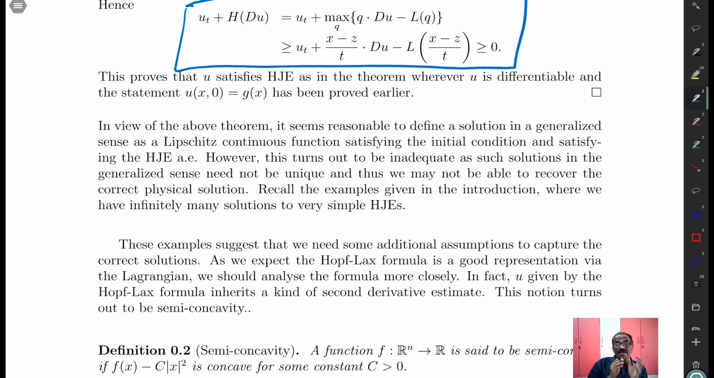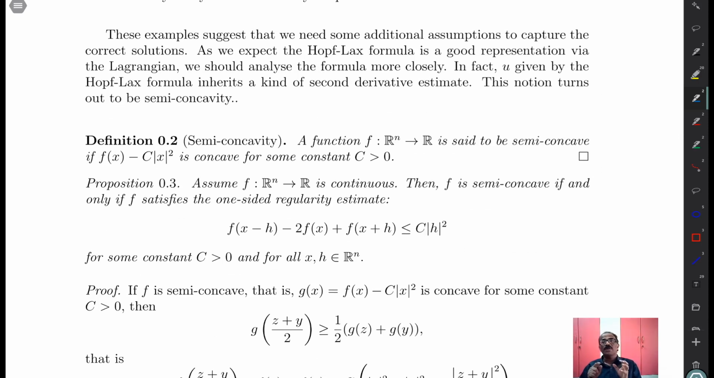You see, naturally you expect your Hopf-Lax formula, coming from a physical thing, to provide the correct solution. But this generalized concept of solutions will produce spurious or unwanted solutions which you may not require. So how do you remove all these? You have to look for special properties of the solution given by the Hopf-Lax formula, and this turned out to be what is called semiconcavity. So I will introduce what semiconcavity is here.